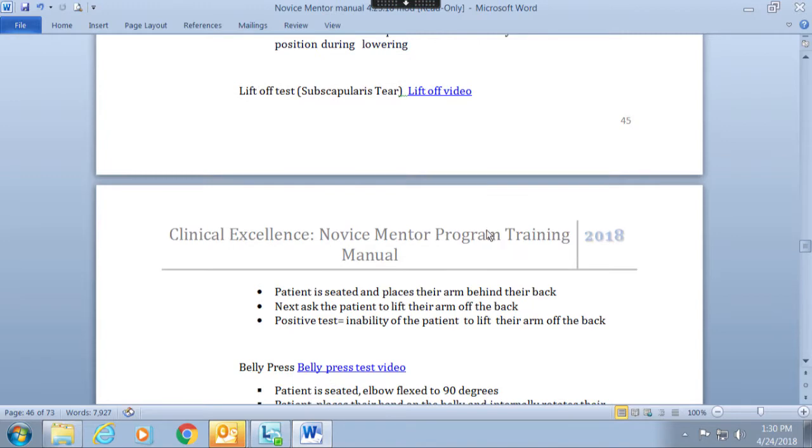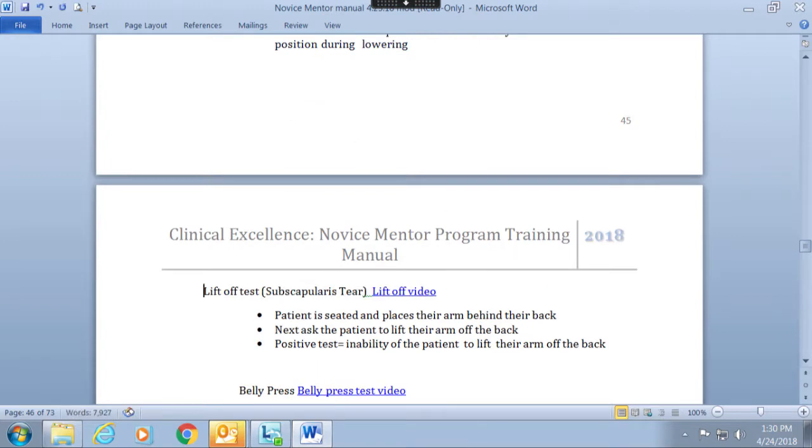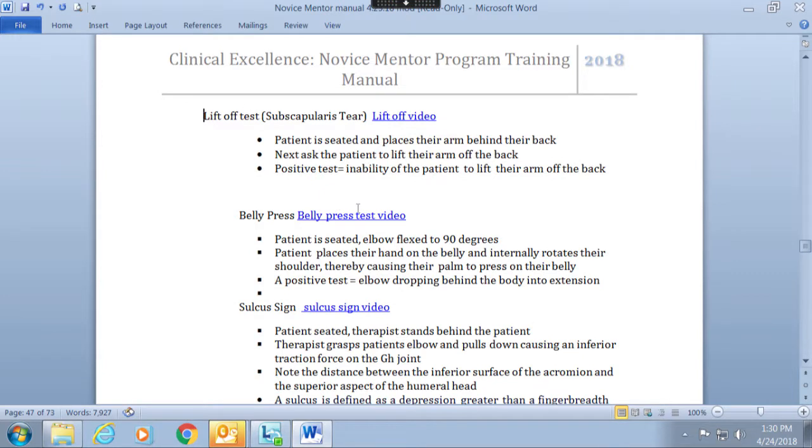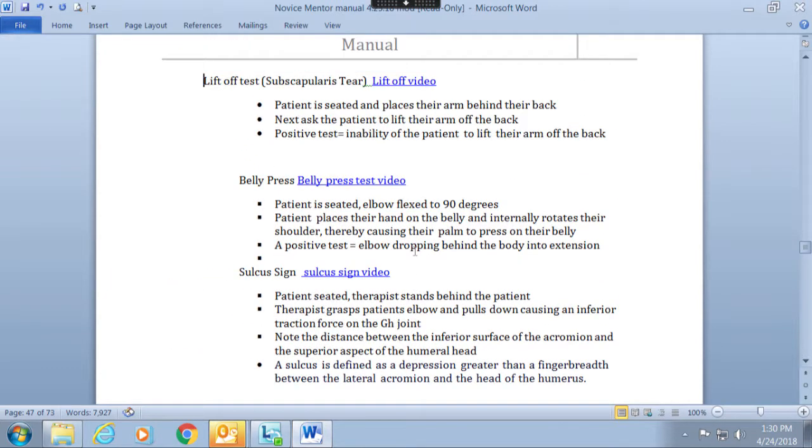A lift off test for subscapularis, a belly press test. Okay, remember a positive belly press test is the elbow dropping behind the body in extension. We can do sulcus testing, sulcus sign.